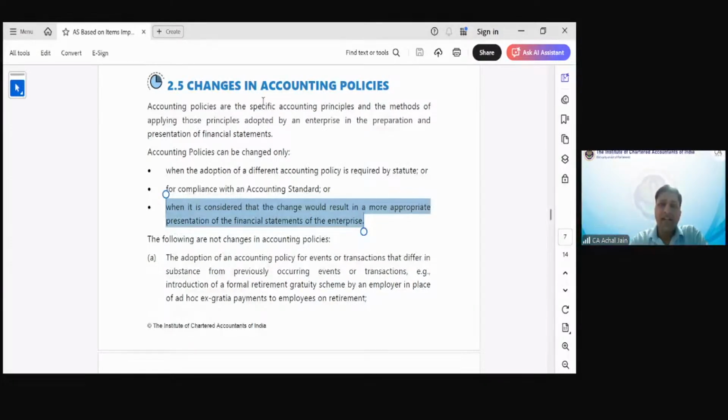Anil is saying mandatory is the one as per law and AS. Yes, that's correct.